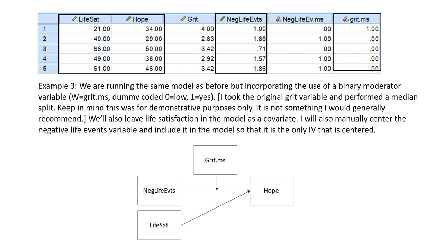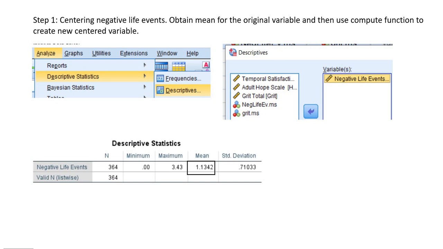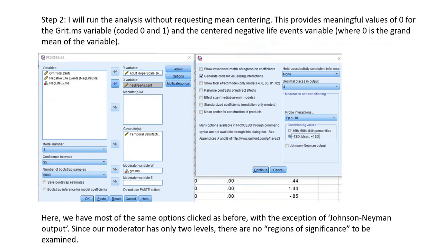We'll also leave life satisfaction in the model as a covariate, and I will manually center the negative life events variable and then include it in the model so that it is the only IV that is centered. So step 1 is basically centering the negative life events variable, so that means obtaining the mean on the original variable and then using the compute function to create a newly centered variable.